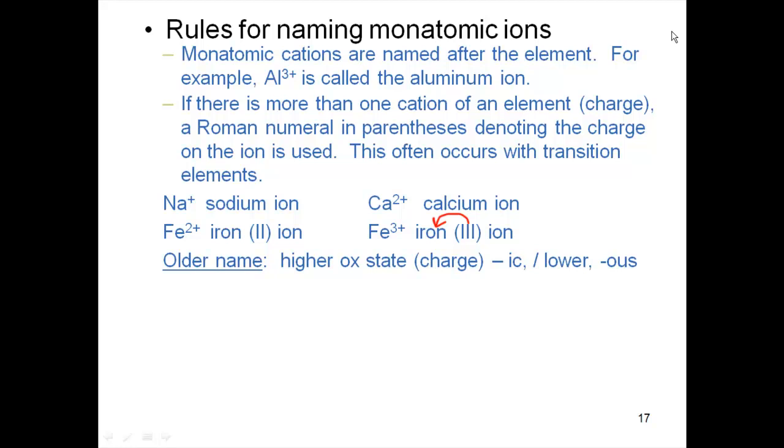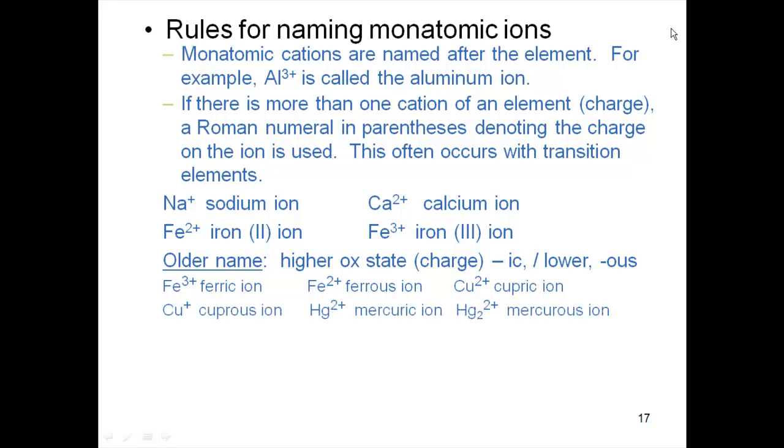So if we go back to the iron example, instead of writing it as iron 3, we could write it as ferric ion. The ic goes with the higher oxidation state of +3. I could write iron 2 as ferrous ion. Iron 2 is the low oxidation state, so I use ferrous ion. Copper is another example. I could write it cupric ion, copper 2, or cuprous ion, copper 1.